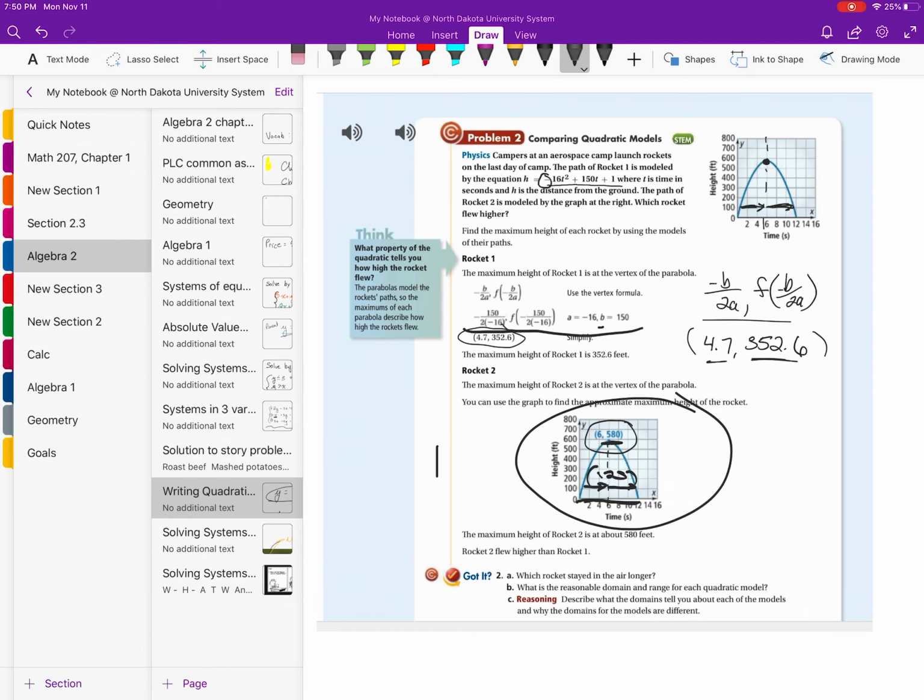Hey, I have a question. What is a reasonable domain and range for each of these quadratic models? I'm going to let you guys chew on that on your own, and we can come back to that in class.